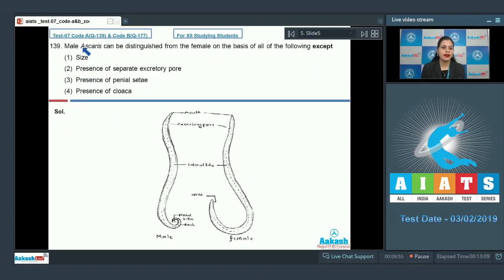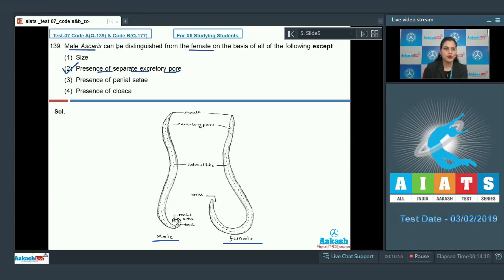Question number 139. Male Ascaris can be distinguished from the female on the basis of all of the following except. So we need to find out an option based on which we cannot differentiate between male and female Ascaris. And the options are size, presence of separate excretory pore, presence of penial setae, and presence of cloaca. And the correct answer to this question is option number 2, that is presence of separate excretory pore. Excretory pore is present in both male as well as in female Ascaris. So based on the presence of excretory pore, we cannot distinguish male Ascaris from female Ascaris.